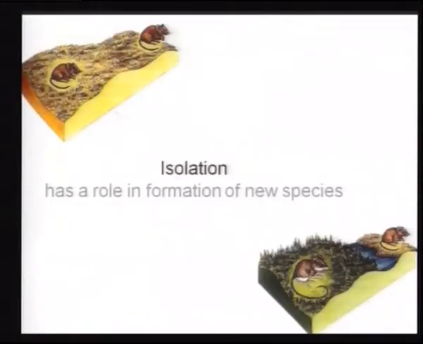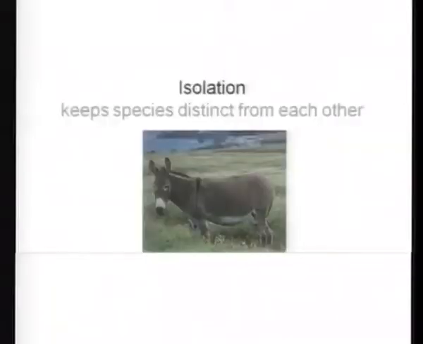And isolation has two roles to play. It helps to make new species. On the top picture, you can see two kinds of rats. They are from the same population, but now they are far removed from each other, and variations will be different, and natural selection will choose different variations. So ultimately, they can become two different species. Also, isolation helps to keep the species distinct from each other.